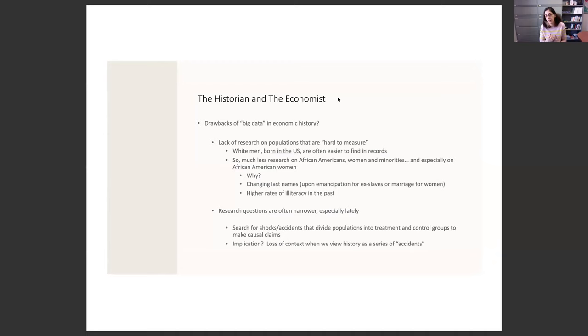So white men are easy to link and track and find in historical records, especially those who are born in the US, but that's not the case for African Americans, women, other minorities, and it's not the case for specifically African American women. So in cases where individuals are difficult to find, change their last name, are illiterate, it's very hard for an economist interested in precise measurement to undertake work that is going to be appealing to folks in economics and to be publishable in top journals.